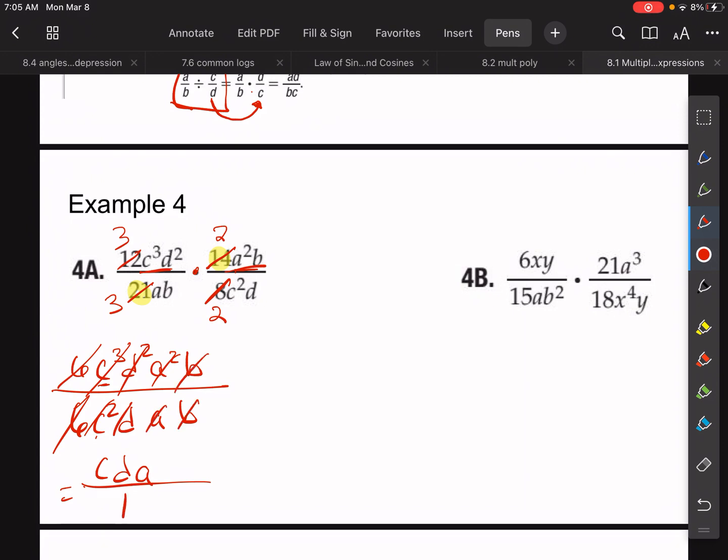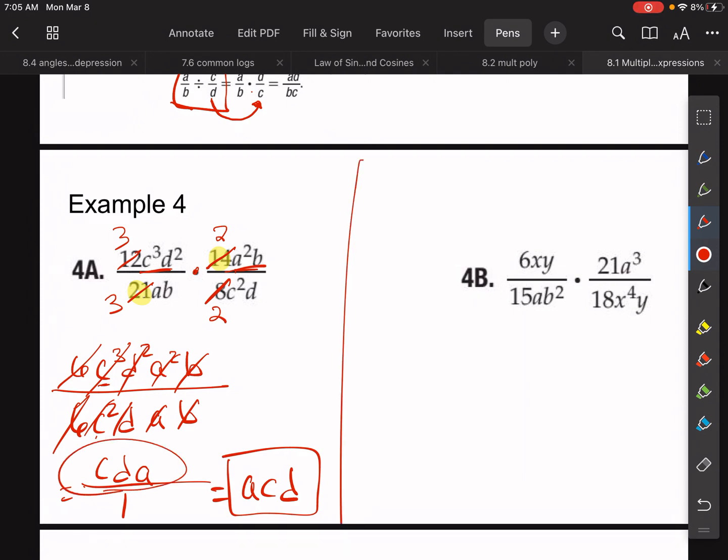So this is the same thing as c times d times a over 1, which is equal to, if you want to put them in order, a, c, d. If you're OCD, you might want to make that ACD so that it's in alphabetical order, but it means the same thing as this, and I would accept either answer.